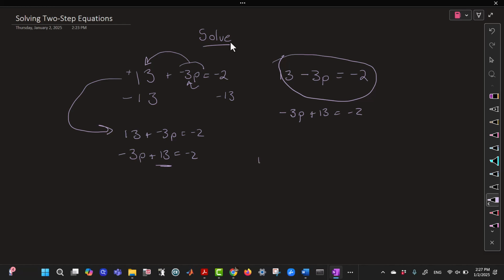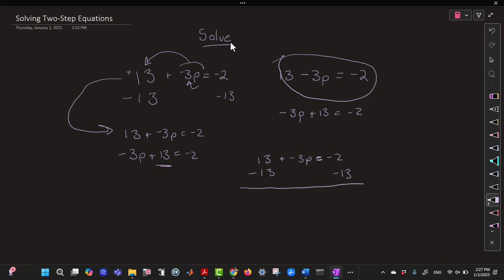Okay, so our original equation was 13 plus negative 3p equals negative 2. We're going to subtract 13 from both sides. And when we say both sides, the sides we're referring to are always the sides of the equal sign. Whatever we do to one side of the equal sign, we have to do the same thing to the other side of the equal sign.